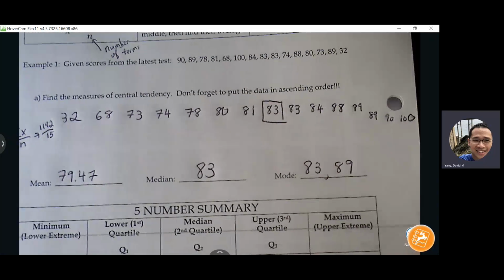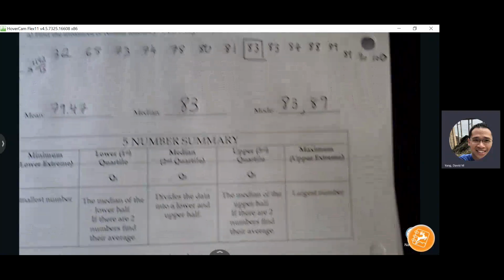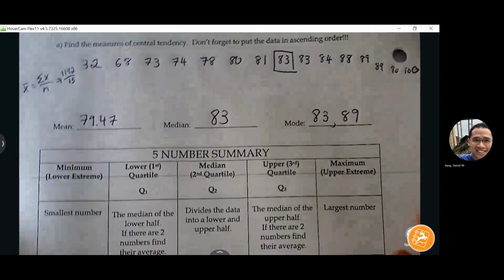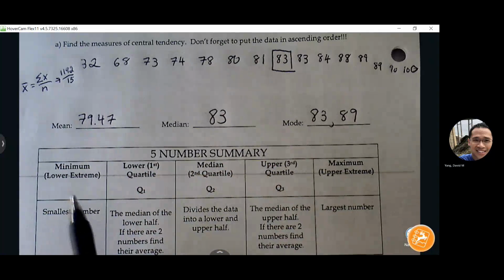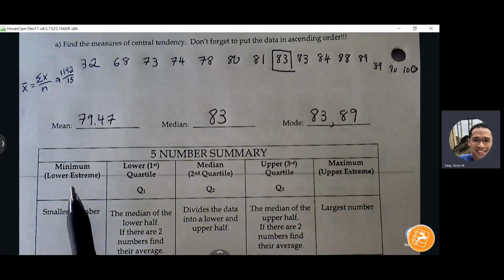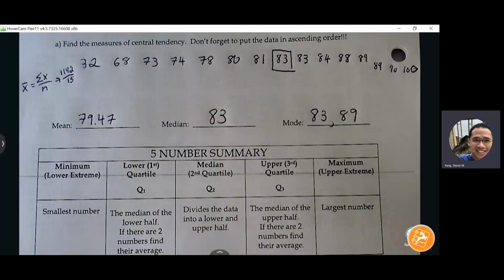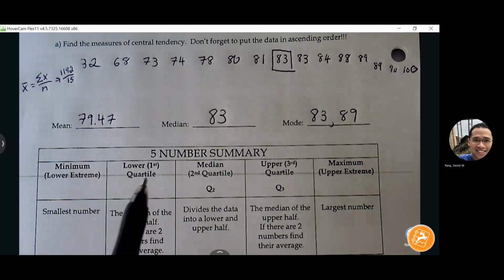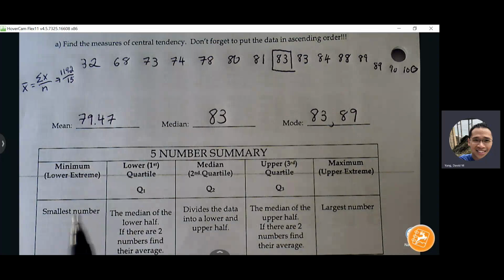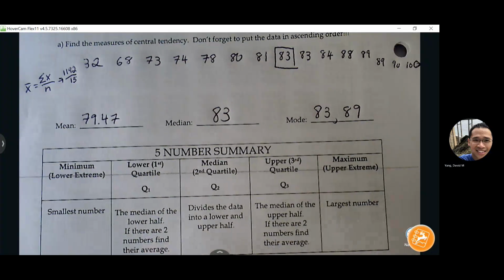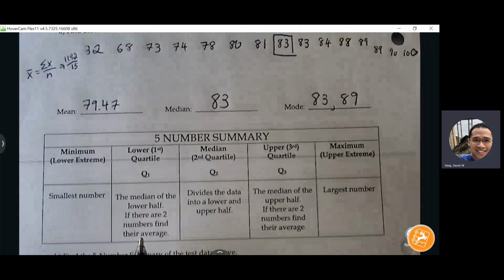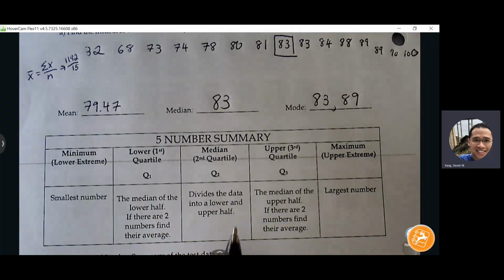Okay, we're also going to use this data to help us find the 5-number summary, which is our next topic. So the 5-number summary allows us to see our data broken up into 5 parts. We have the minimum, which is our smallest number. We have Q1, which is the median of the lower half. If there are 2 numbers, then we're going to find the average, just like how we would find the median.